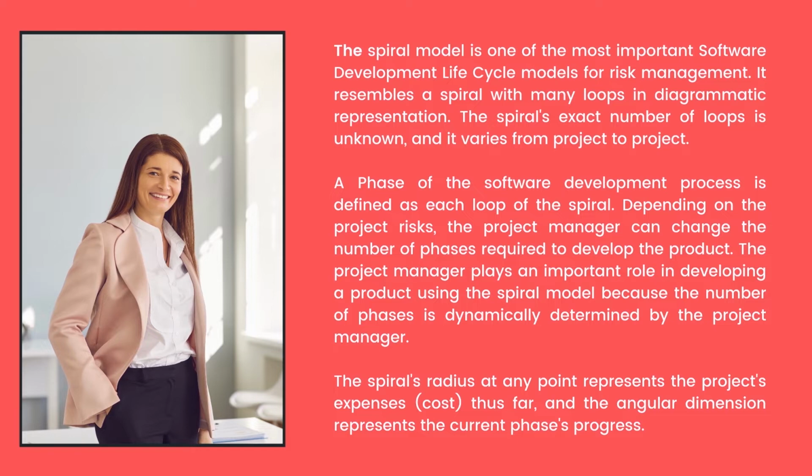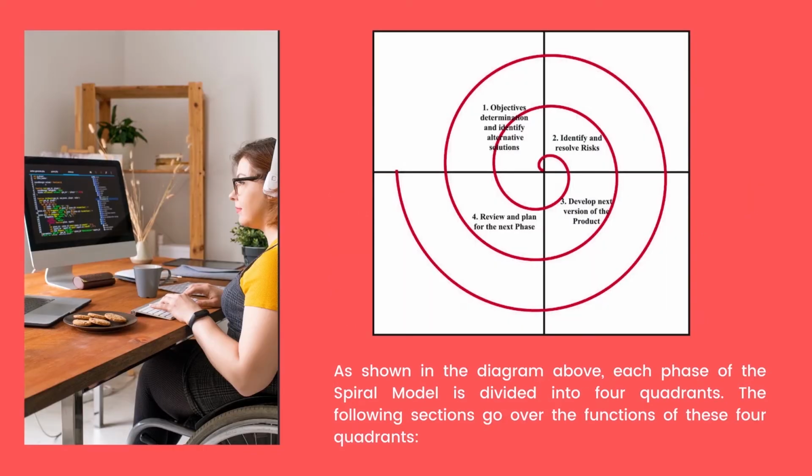The spiral's radius at any point represents the project's expenses, cost, thus far, and the angular dimension represents the current phase's progress. As shown in the diagram above, each phase of the spiral model is divided into 4 quadrants. The following sections go over the functions of these 4 quadrants.